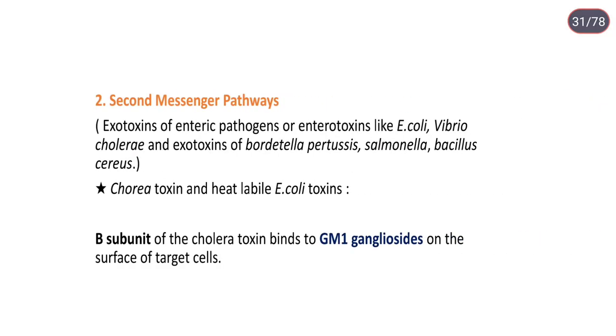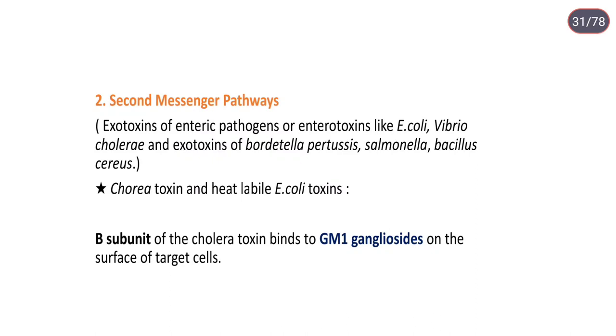Now the second mechanism. The second mechanism by which the AB subunit exotoxin exerts its effect is by the second messenger pathway, and enterotoxins like Escherichia coli, Vibrio cholerae, and exotoxins of Bordetella pertussis, Salmonella, Bacillus cereus, all these toxins exert their effect by the second messenger pathway. So first of all, we'll discuss in detail the cholera toxin and heat labile Escherichia coli toxin.